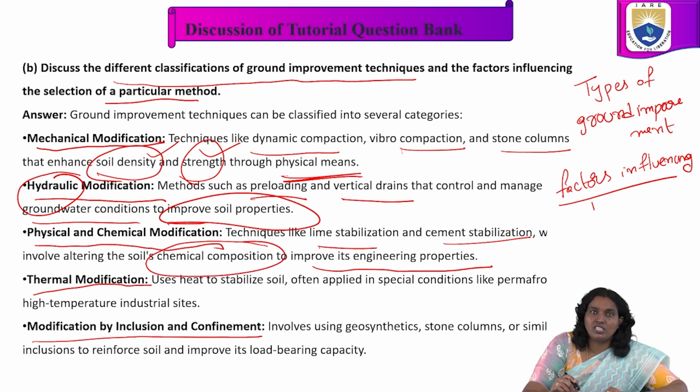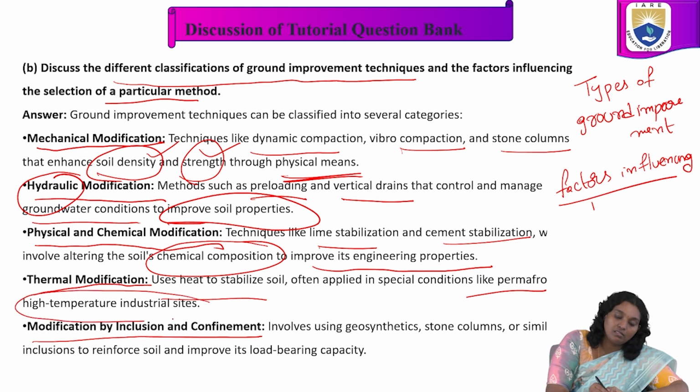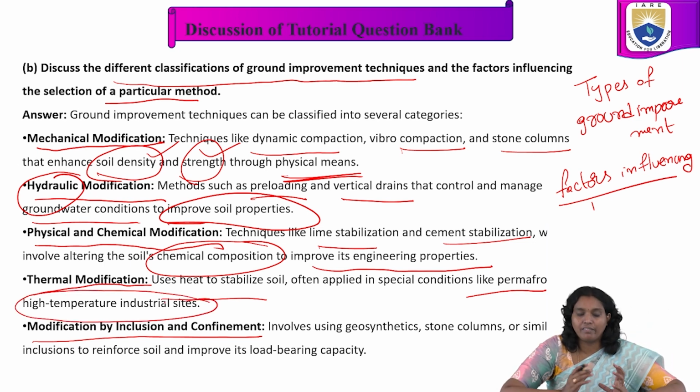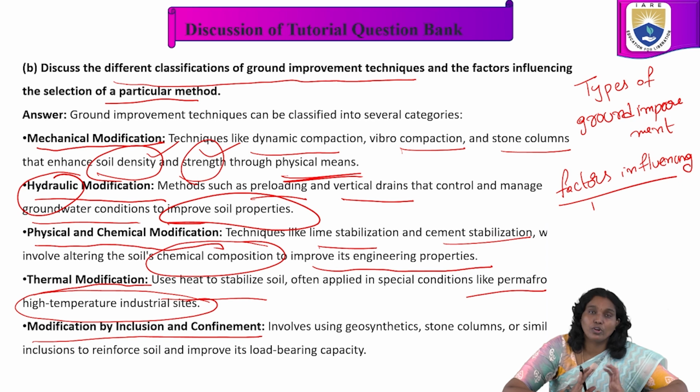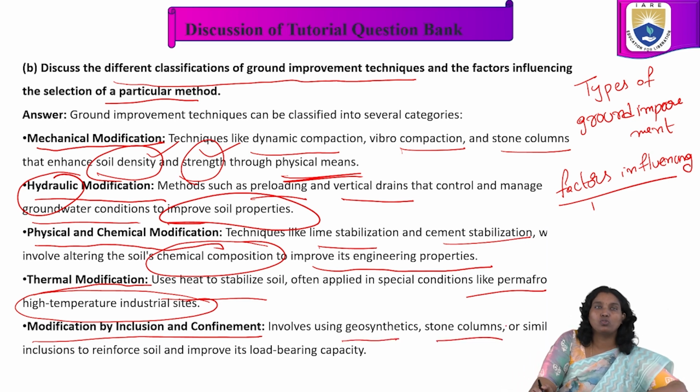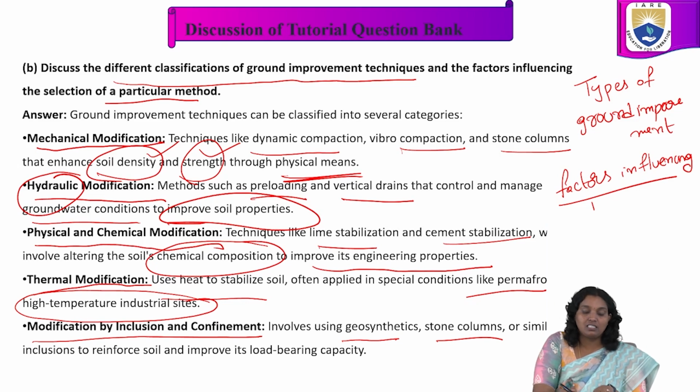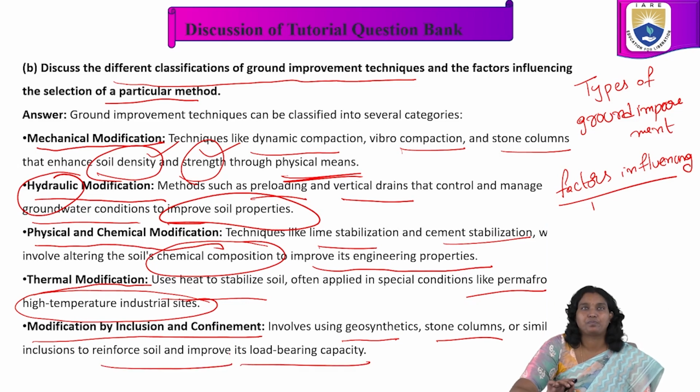In thermal modification, we use heat to stabilize soil, often applied in special conditions like high temperature industrial sites or cold regions. Where high and low temperature variations occur, we are going to use this kind of thermal modification. And modification by inclusion and confinement involves using geosynthetics, stone columns or similar inclusions to reinforce soil and improve its load bearing capacity.